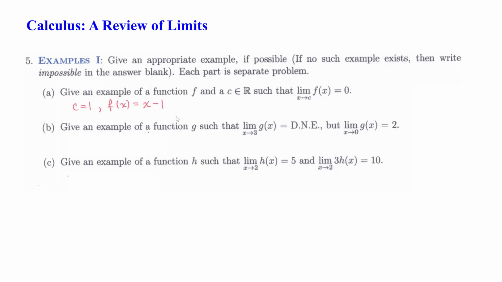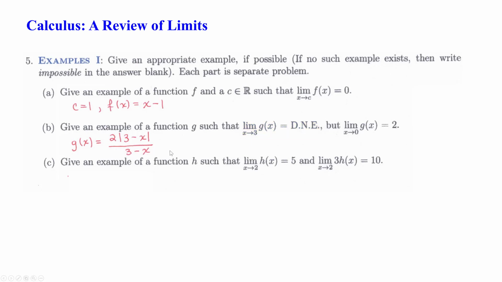Give an example of a function g such that the limit as x goes to 3 of g of x does not exist, but the limit as x goes to 2 of g of x does exist. Okay, so what this is really saying is I want to find a function g that has a limit that doesn't exist at 3, but at some other point, let's say 2, the limit does exist. A simple example would be g of x is 2 times the absolute value of 3 minus x, over 3 minus x. Clearly, the limit at 3 doesn't exist because the limit from the left would not be the limit from the right.